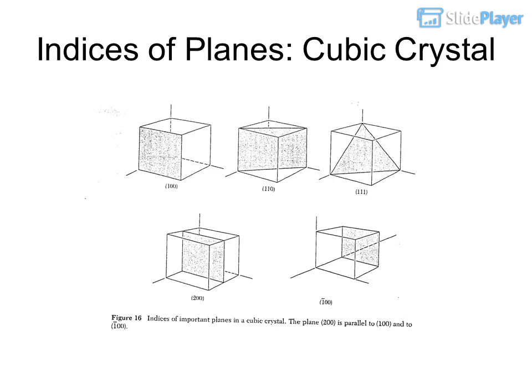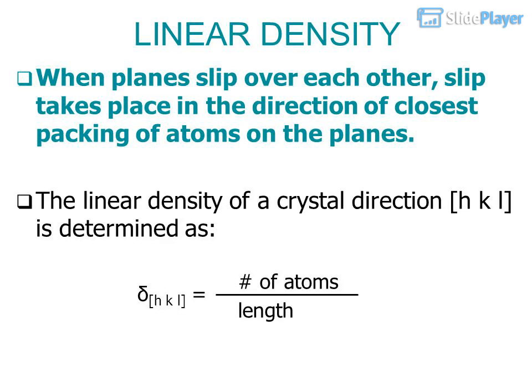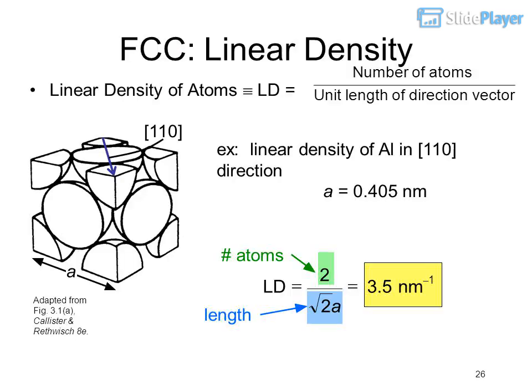Linear density. When planes slip over each other, slip takes place in the direction of closest packing of atoms on the planes. The linear density of a crystal direction [hkl] is determined as LD equals the number of atoms centered on the direction vector, divided by the unit length of the direction vector.